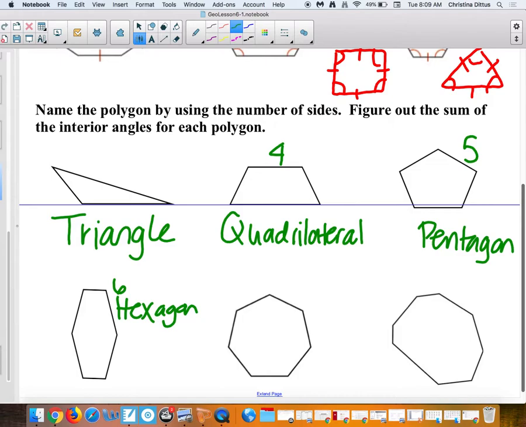This next one is probably the least known one. How many sides do I got? 7. Anybody know what a 7-sided shape is? Septagon. It is not. It's actually called a heptagon, which is super weird. I know, it's dumb. But it's okay. And my last one, how many sides? 8. What do we call it? Octagon. He's special.